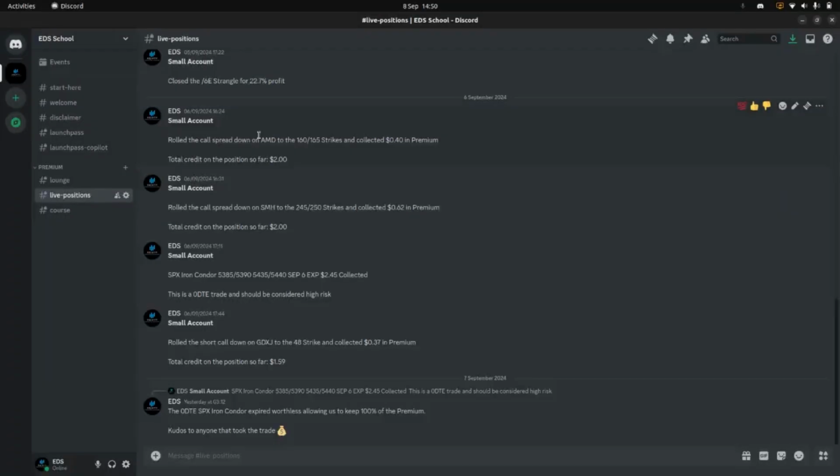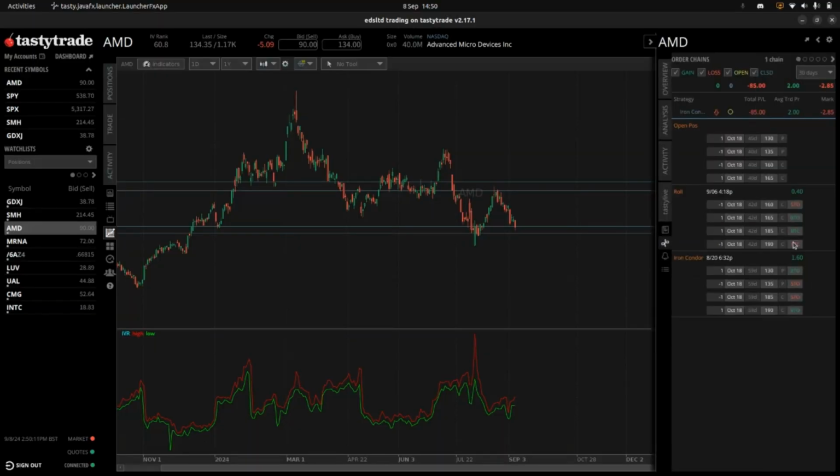However, we did collect 40 cents in premium, and we already had $1.60 in premium upon entry. So we collected $1.60 on entry, and then we rolled and collected an additional 40 cents. So that means now, on the entire position, we've collected a total of $2 in premium. Now, this is a $5 wide spread, so our max risk is $5. We opened the position with $1.60 in premium. We've now collected $2 in premium. So what that means is our max loss is no longer $500. It's now $300 because we've collected $200 upfront.